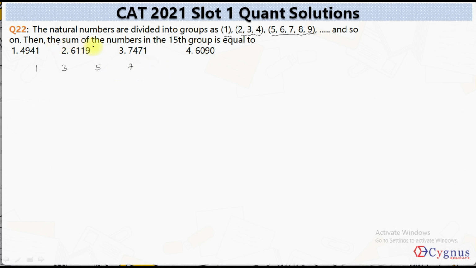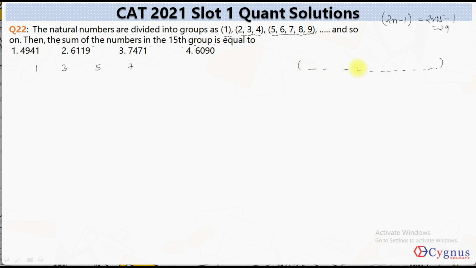These are consecutive odd numbers. He's asking the sum of the numbers in the 15th group. So definitely in the 15th group, how many numbers will be there? I'll go for the 15th odd number. What is the 15th odd number? First odd number is 1, second is 3, third is 5, fourth is 7. 15th odd number would be what? 2n minus 1. I'll put 2 into 15 minus 1. That is equal to 29. So this group will have 29 numbers.